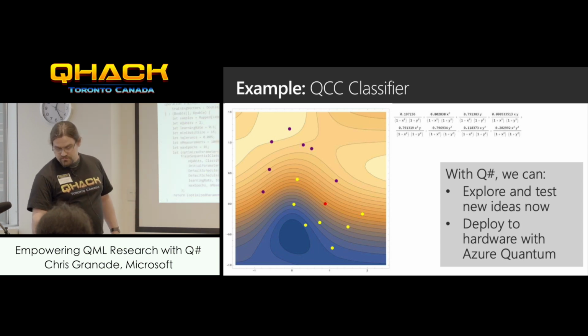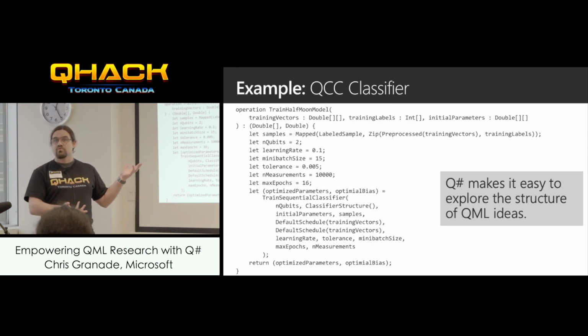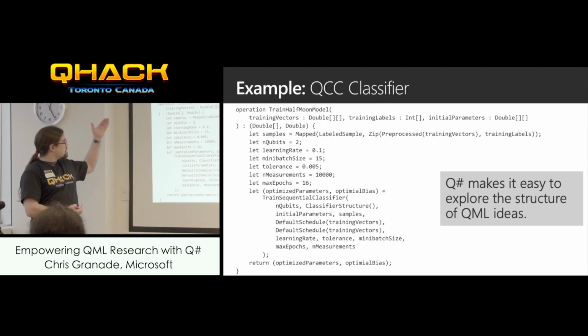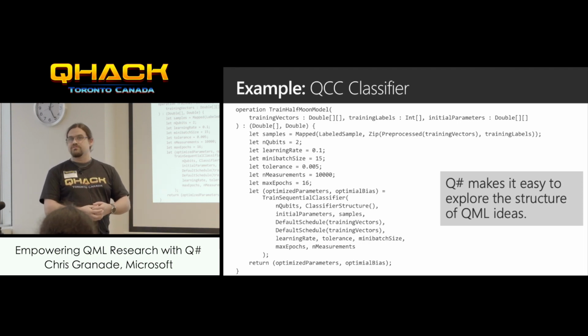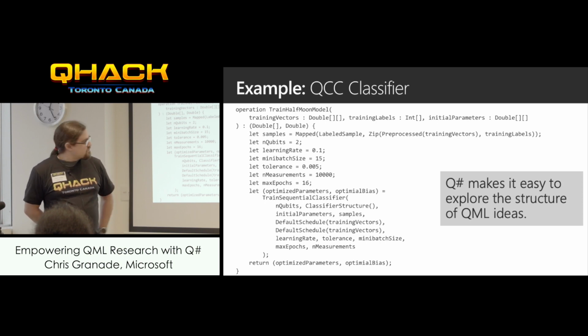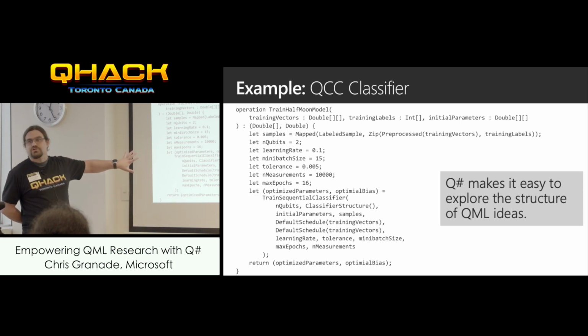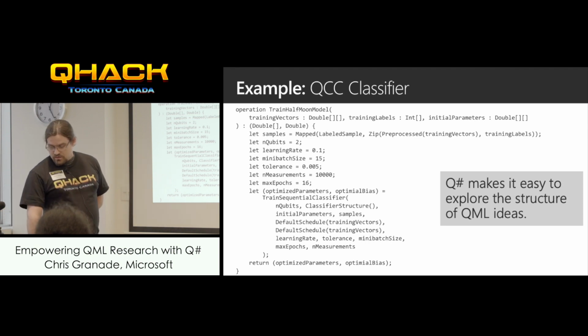And that decision boundary comes from just actually running things in Q#. You can write it out. This is the actual code that's in the sample, where you can say how you want to pre-process the data, how many qubits you want to use to do that, what the learning rate is, and then feed that all into the sequential classifier training to get back out the optimal parameters that you need to go run that model. That makes it really easy to see the structure of those ideas as you explore them, right? You can read them right off of the code.